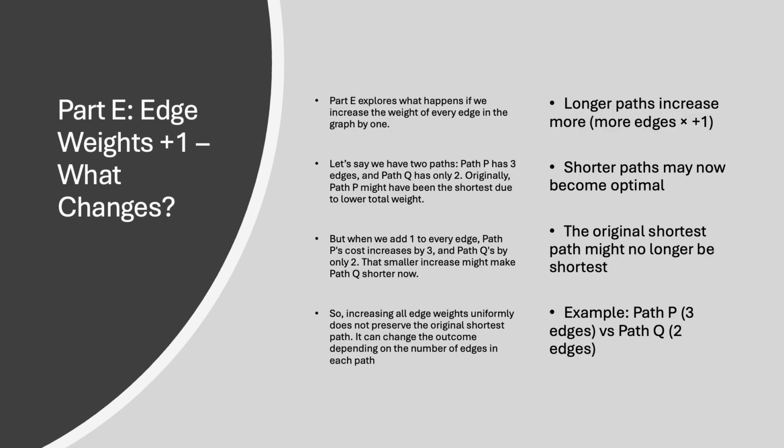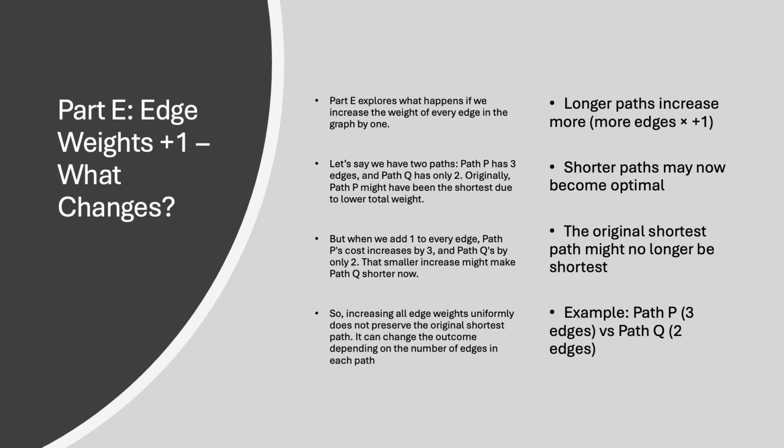So in part E, we explore what happens if we increase the weight of every edge in the graph by 1. Let's say we have 2 paths. Path P has 3 edges and path Q has only 2. Originally, path P might have been the shortest due to the lower total weight, but when we add 1 to every edge, path P's cost increases by 3, and path Q's by only 2. That smaller increase might make path Q the shortest path now.